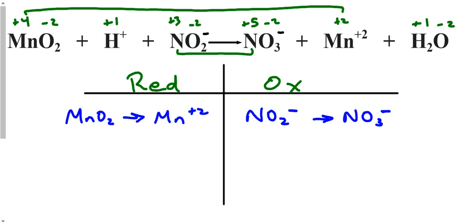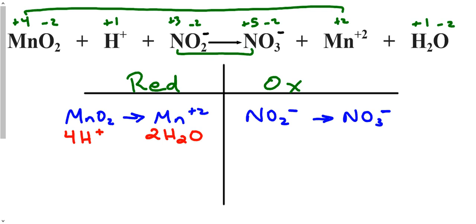To balance the oxygens, there were 2 on the reactant side and none on the product side, so I add 2 water molecules to give me 2 oxygens. I know I have to put on 4 hydrogens, so I'm going to add 4 protons to give me a total of 4 hydrogens. Finally, I'll balance for charge.